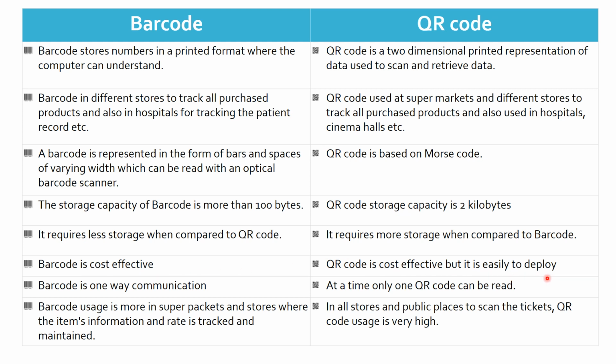We can easily create QR codes. Barcode is one-way communication, but with QR code, at a time only one QR code can be read. Barcode usage is more in supermarkets and stores where the item's information and rate is tracked and maintained. But QR code is usually used in all stores and public places to scan tickets, so QR code usage is very high.